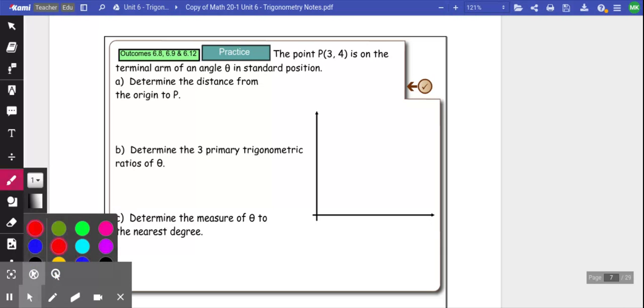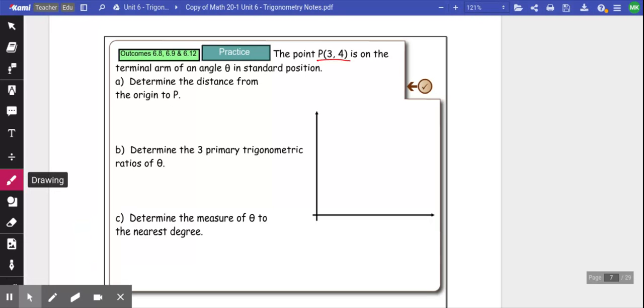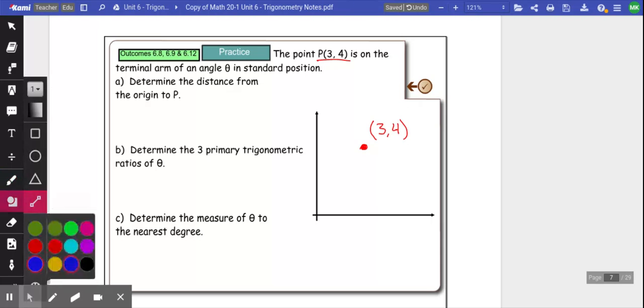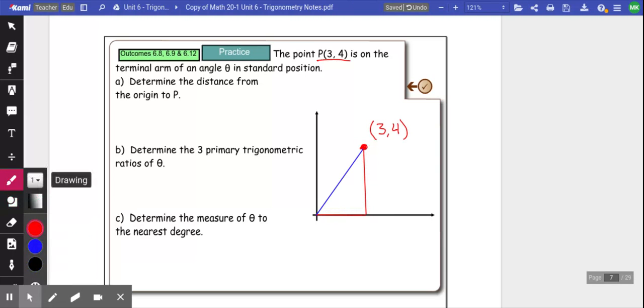So hopefully you did that. I'll go pretty quick. You have point 3, 4, so that's out here somewhere. That's at 3, 4. We have a line. That line would be the terminal arm. It goes from the center out to that point. If we want to determine the distance from the center to that point, which is what it's asking you to do, you need to create a triangle. You create that triangle by going straight down and straight across, and recognizing that these points are actually the values to your triangle. And this is called R.